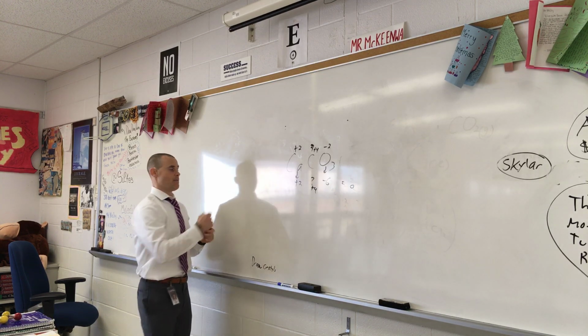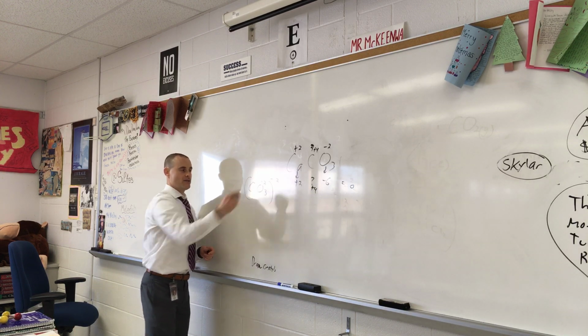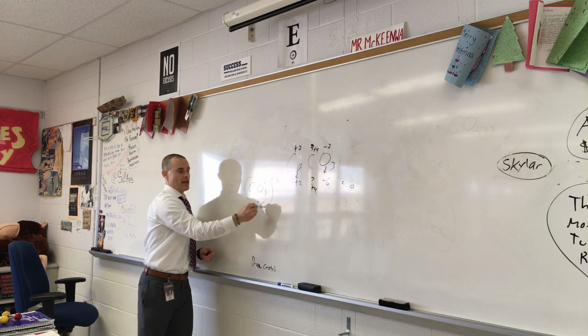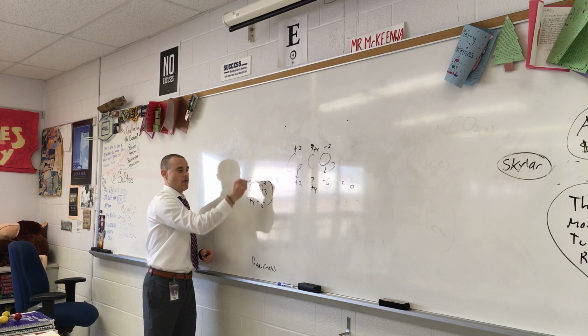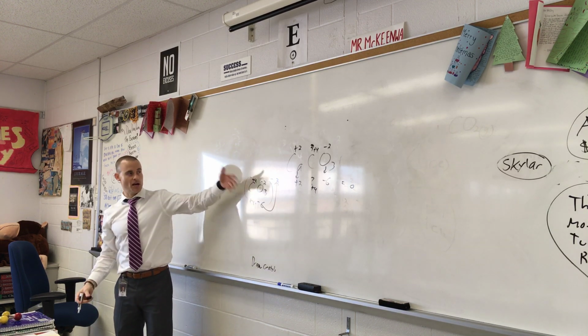Another way to do this. CO3 is on table E. This is -2. So that's -6. This must be a +4 because these two add up to -2. That's another way to do that.